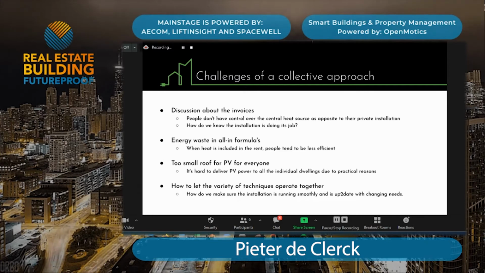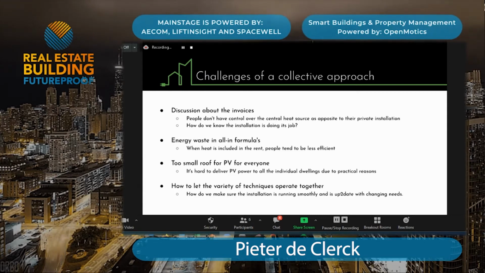People were used to having their own gas installation in their units, and they know how much they consume, and they trust that it's correct. Once you have a central installation, they just need to believe that the invoice they get is the right one. And they don't even know that the central installation is doing its job right. So this is a first observation.